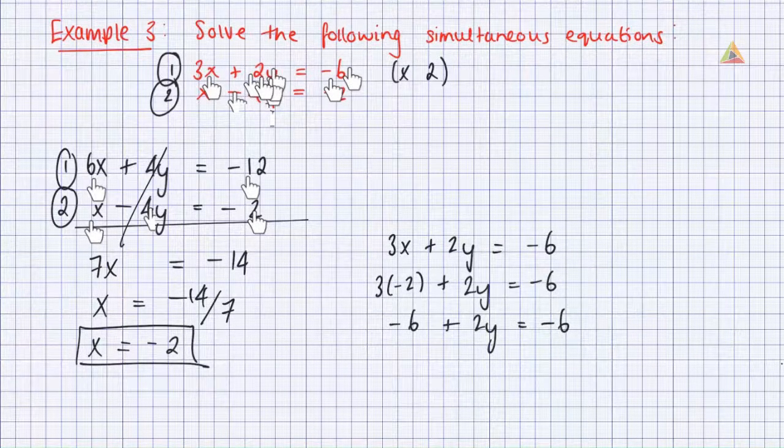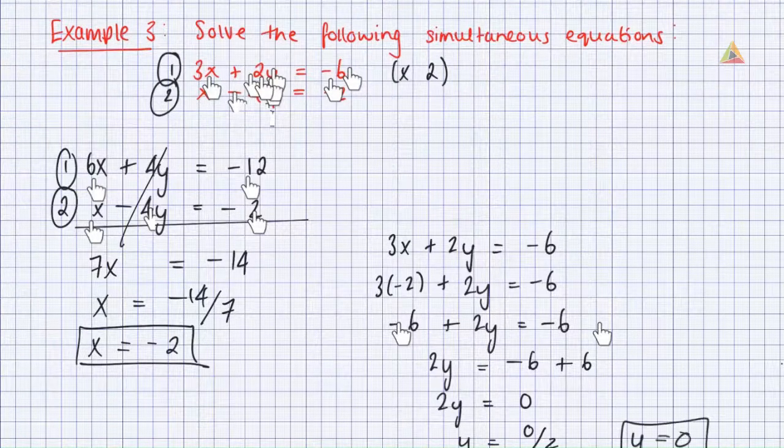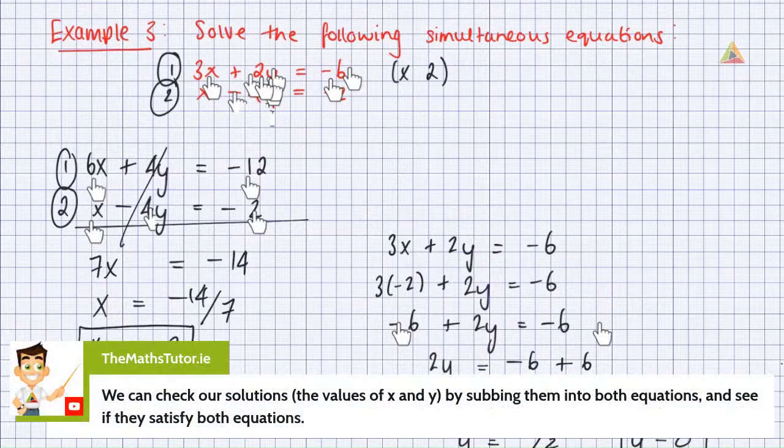Now here, we want to get y's on one side, so we're going to bring the minus 6 over beside the minus 6. So it's going to be 2y is equal to minus 6 plus 6. So 2y is equal to 0, so therefore y is equal to 0 over 2. So nothing divided by 2 is nothing, so y is equal to 0. And that's it for example 3. So there are the 3 examples for simultaneous equations.